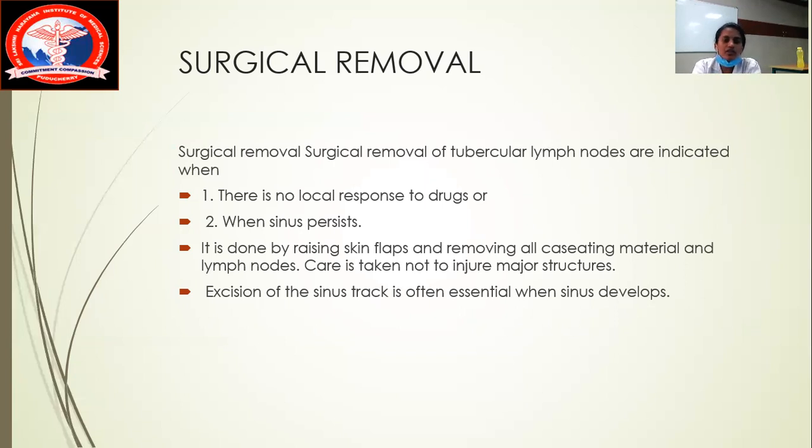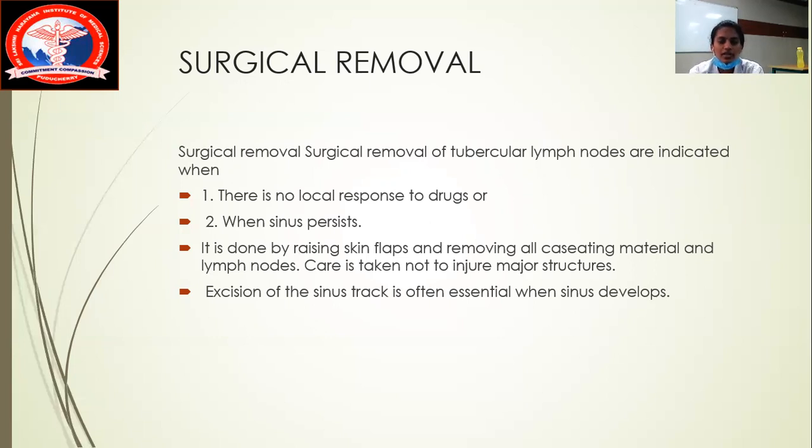Usually when a sinus is persisting, surgery is done by raising a skin flap, removing all the caseating necrotic material, and the lymph nodes also. Care is taken not to injure a major structure, because the neck has highly vascular structures. If you don't take proper care, the carotid artery and the external and internal jugular veins can get infected.